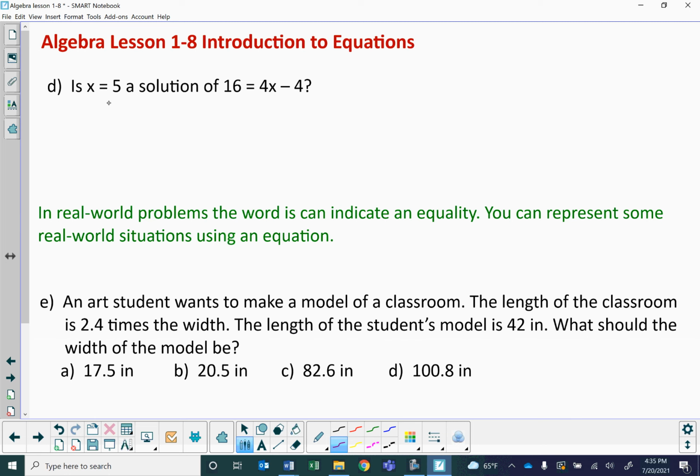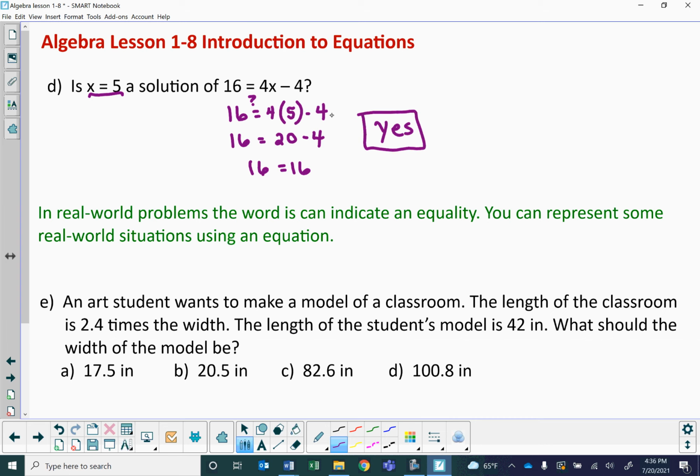So in this case, every time we're going to see an x, we're going to put in a 5. So we have 16 equals 4 times 5 minus 4. And we want to know, is that actually a true statement? So 16 equals 20 minus 4. Well, that is true. 16 equals 16. So yes, x equals 5 is a solution to this equation.